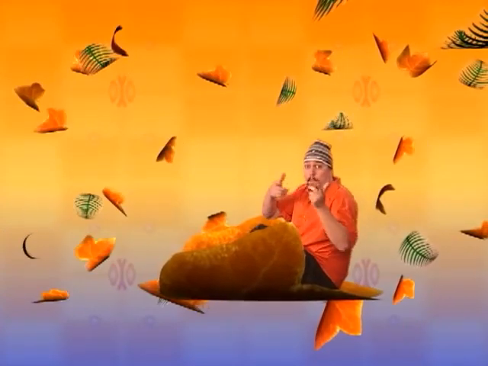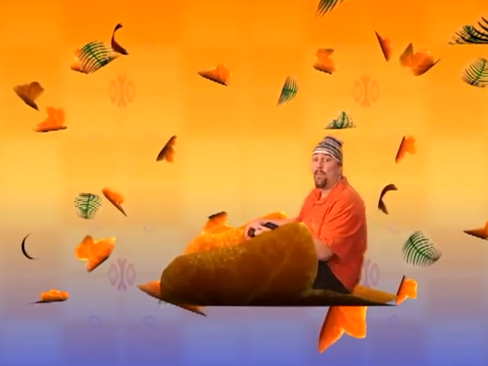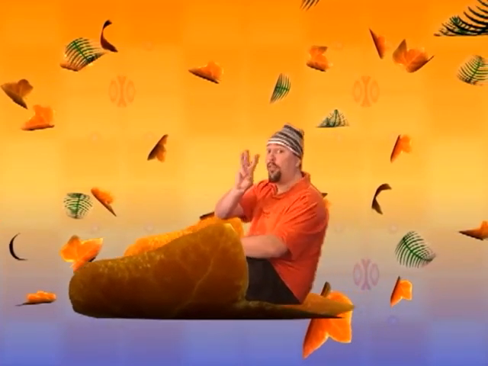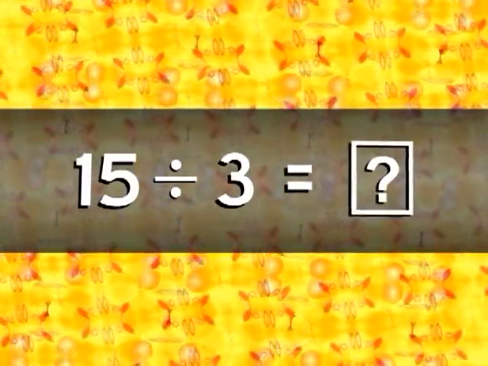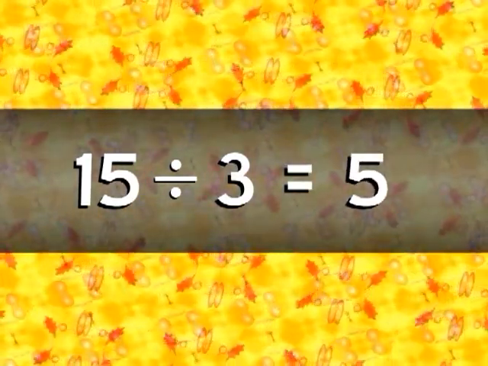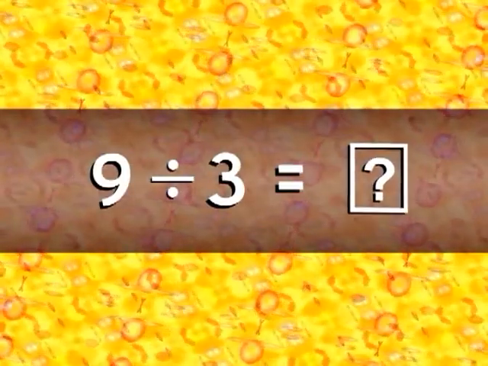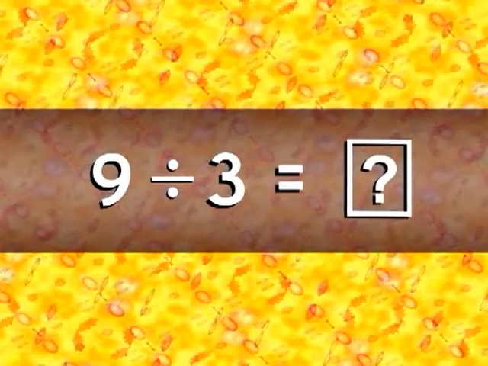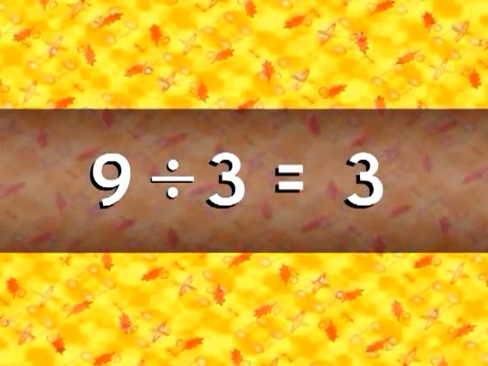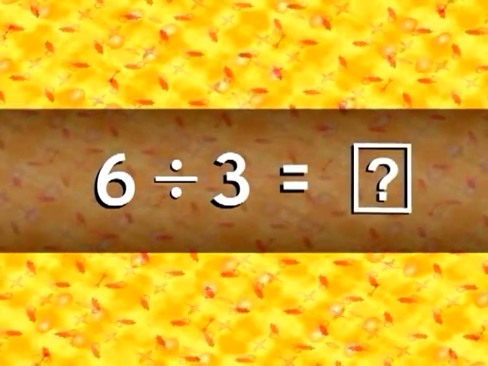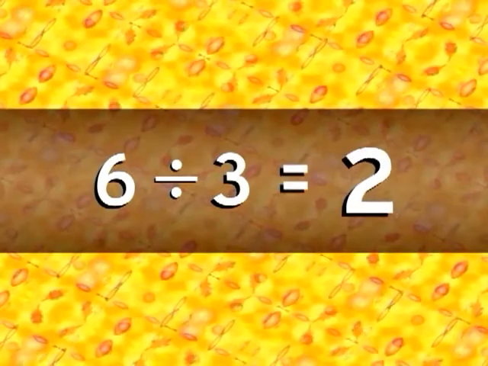Everybody freeze for a moment if you please while I tell you all how you can divide with ease. Cause division is a breeze, easier than ABC. So rap along with me and learn to do the threes. 15 divided by 3 is 5. 9 divided by 3 is 3. 6 divided by 3 is 2.